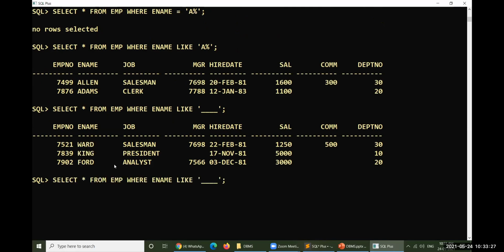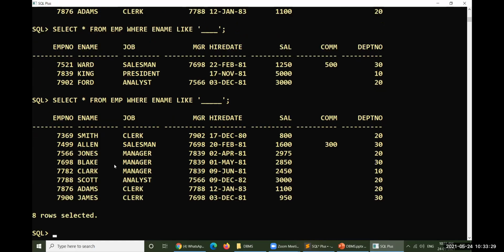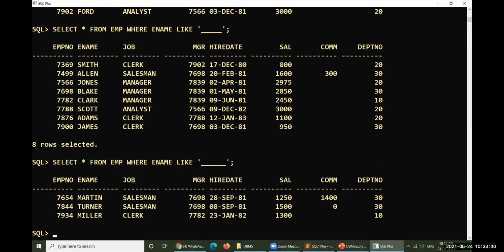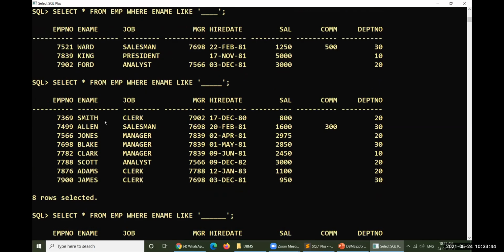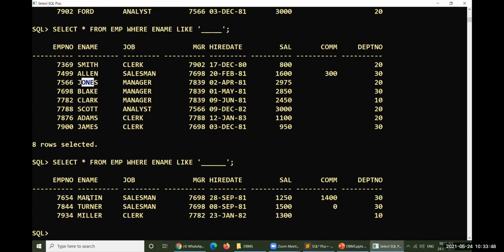Let me add one more. You can see 5 characters in length. Their names have 5 characters in length. Let me add one more: 6 characters. Yes, 6 characters can also be there with us. Understand? So exactly 4 characters, exactly 5 characters, exactly 6 characters in length.